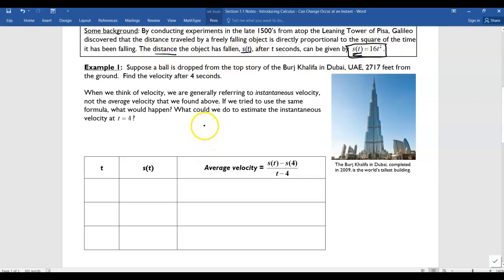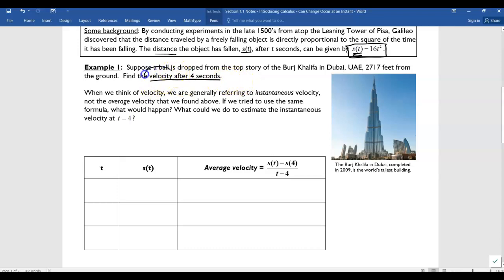So let's use that formula in an example. Suppose a ball is dropped from the top story of the Burj Khalifa in Dubai, and it's 2,717 feet from the ground, and we want to find the velocity after 4 seconds. I'm going to underline this, so I want you to really think about using annotation in your notes so that you can pull out the key points. Notice that I put a box around this equation up here because I'm probably going to use it. And then what I'm trying to find is the velocity after 4 seconds.